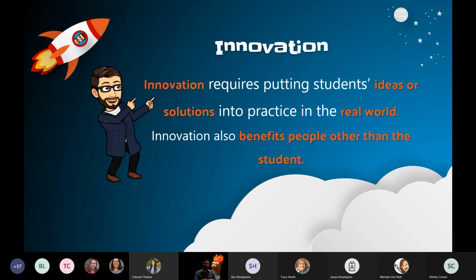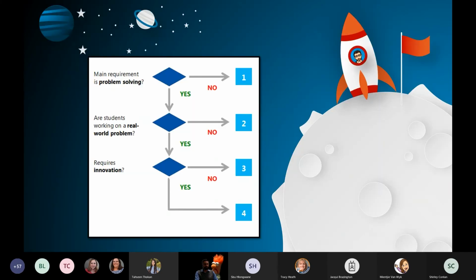There's other people coming to the fair, for example. There's other people going to read that poem because it goes in the publication. It's a bit further than that. So if you quickly look at the decision tree, you'll see the main requirement is problem solving. If you have problem solving within it, you'll go to the next level.